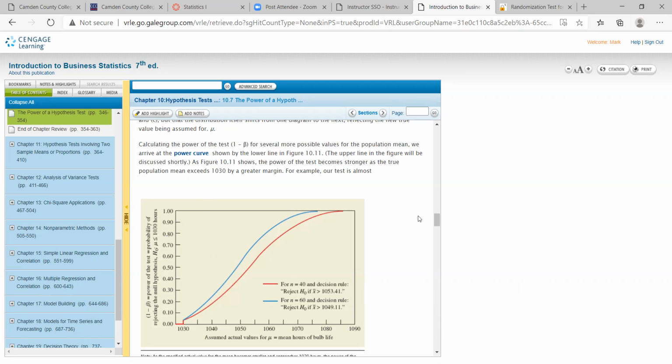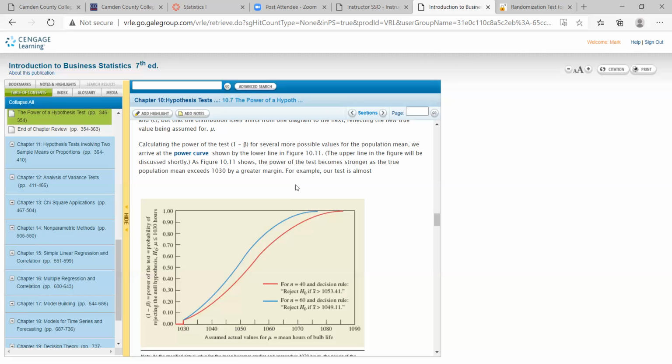Sort of understand what I'm saying? Does it make some sort of sense? Yeah, I think so. It says the power of the test becomes stronger as the true population mean exceeds 1,030 by a greater margin. All right, so as you get further away from the original hypothesized mean to the alternative mean, you'll see the power goes up and the probability of type 2 error goes down.